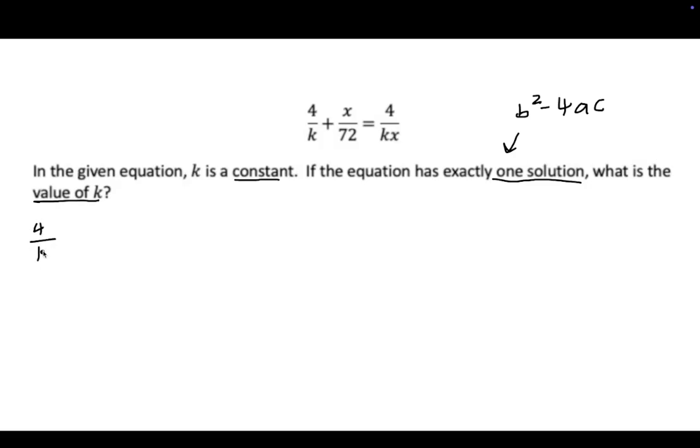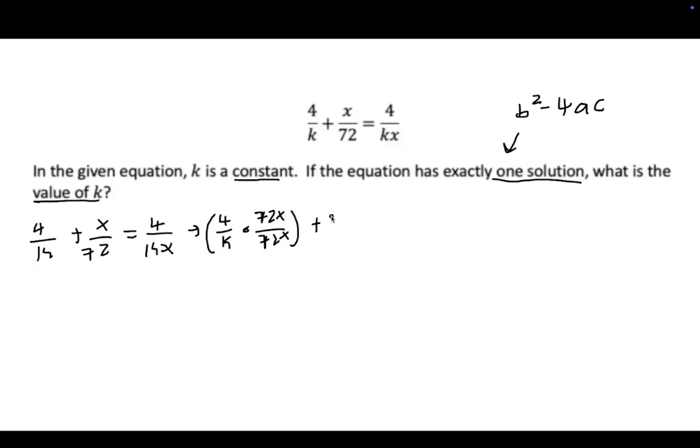So we're going to write our original equation. We're going to have 4k plus x over 72 is equal to 4 over kx. Now we have fractions, so we want to simplify our fractions. So we're going to multiply everything so that they have the same denominator. So we're going to have 4k times 72x over 72x.